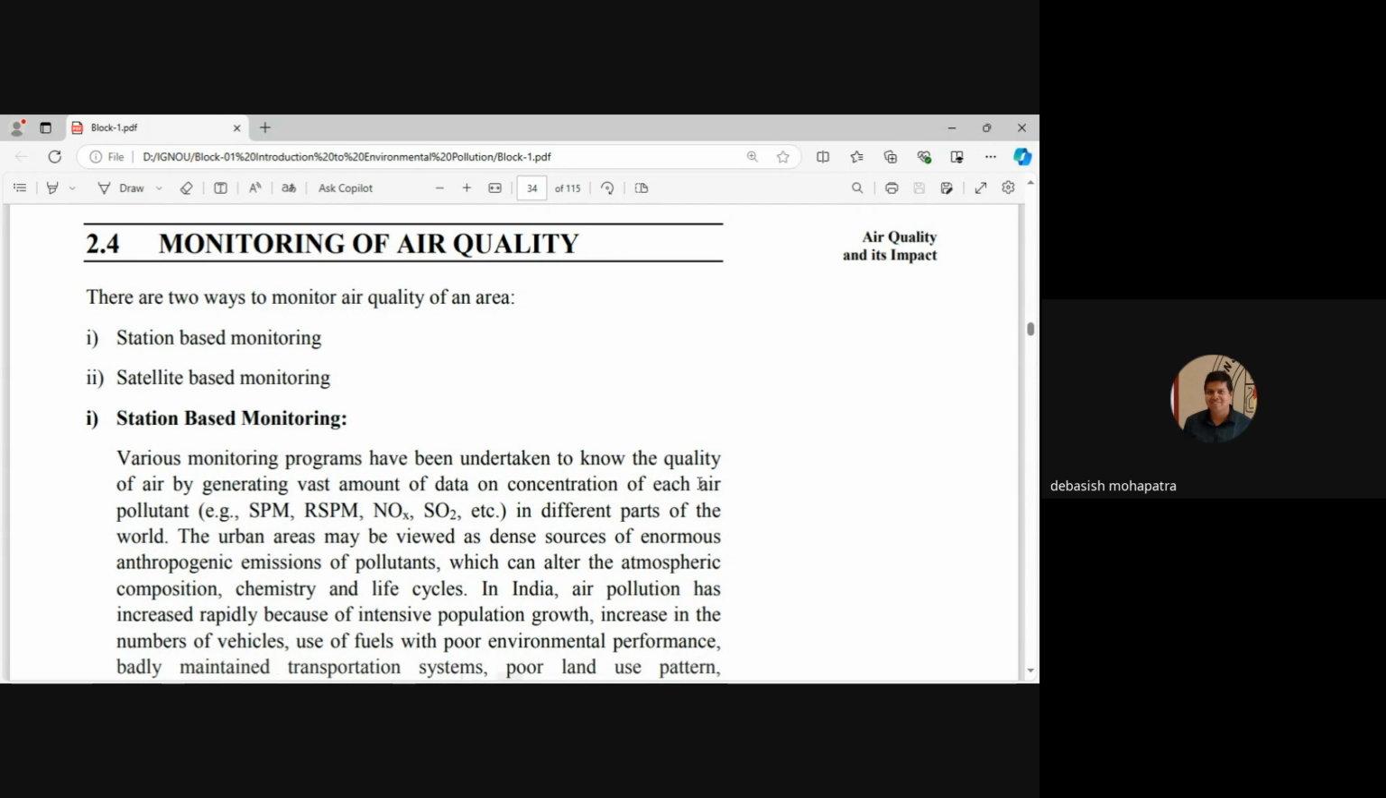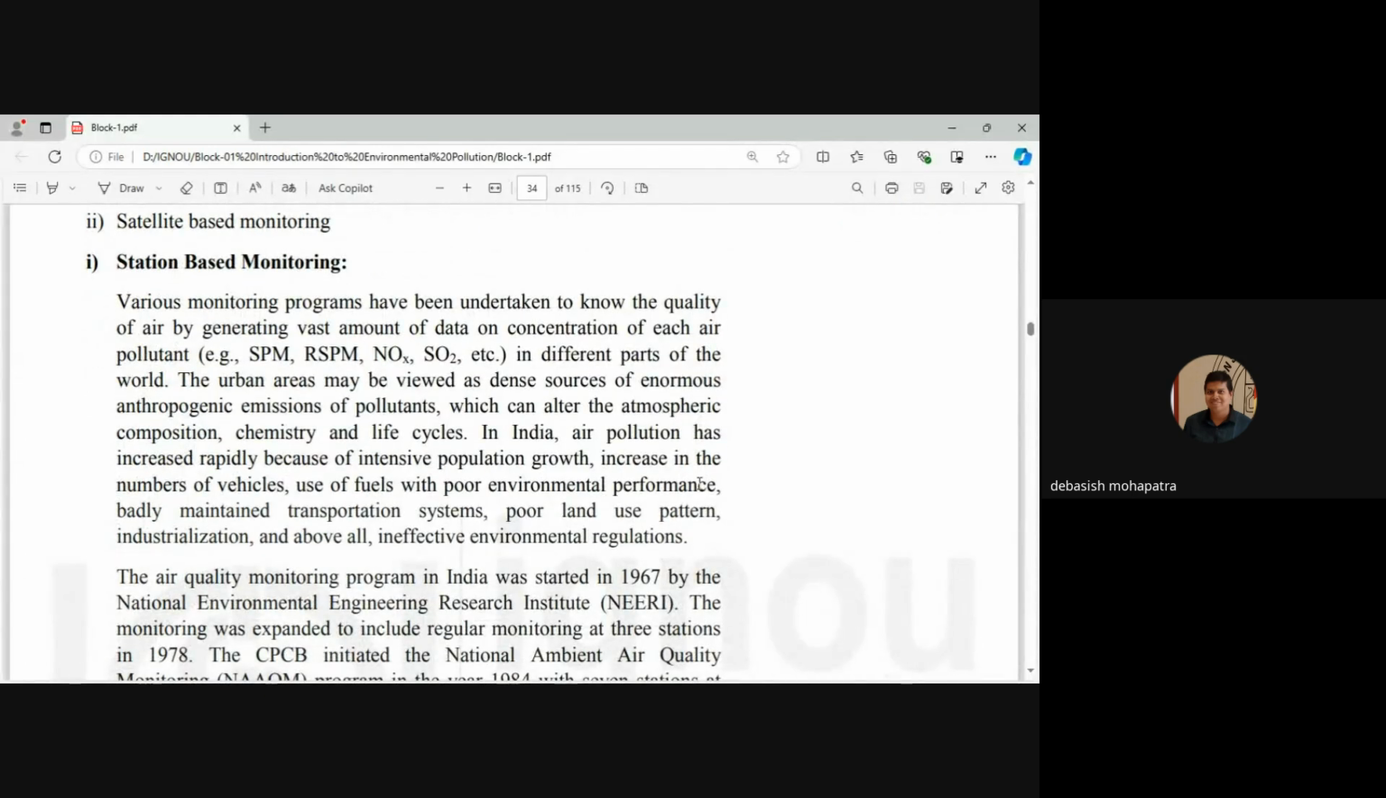Today we'll start with monitoring of air quality, how we'll monitor air quality and its impact. There are two ways of monitoring air quality. One is station-based, another is satellite-based. Station-based monitoring is known for the quality of air by generating a vast amount of data on the concentration of each air pollutant, SPM, RSPM, NOx, SO2, etc., in different parts of the world.